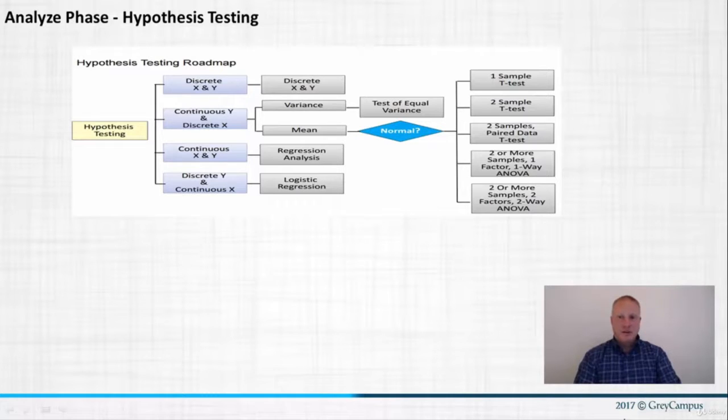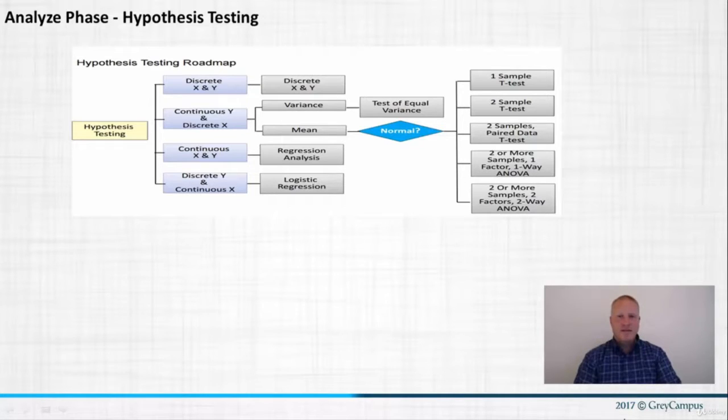If our data is normal and we're comparing one sample to a target, then we use a one sample t-test. If we're comparing two independent samples to each other, then we'll use a two sample t-test. If we're using two dependent samples, and a lot of times this is done in pharmaceutical companies with before and after because it is the same people, we then use a paired two sample t-test.